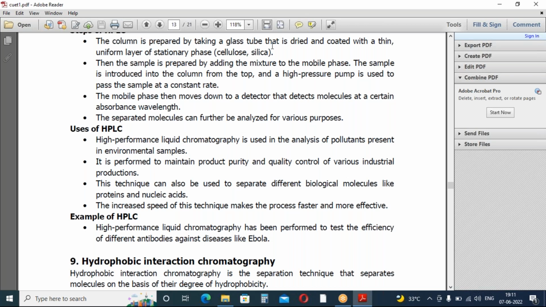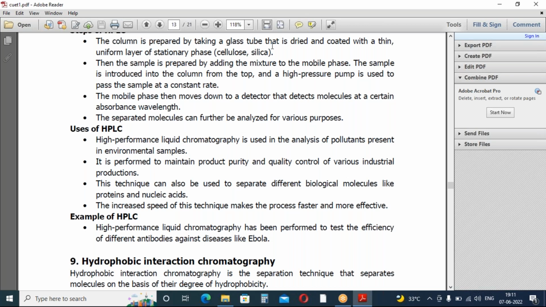Then the mobile phase moves and can be detected by the detector, which detects the different molecules using absorbance. That means absorption of particles occurs at a particular wavelength, and that can be detected by a detector. That is the main principle and preparation involved in HPLC.